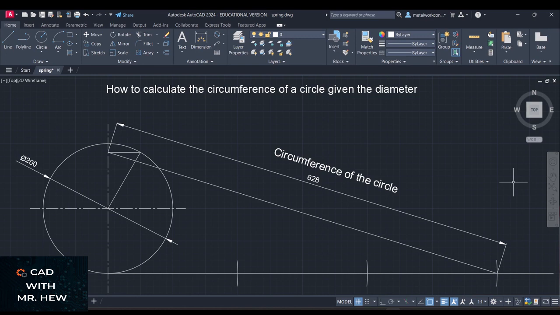And in the next video, we'll be looking at the cycloid. How does a point on a circle move as it rolls along a straight line?